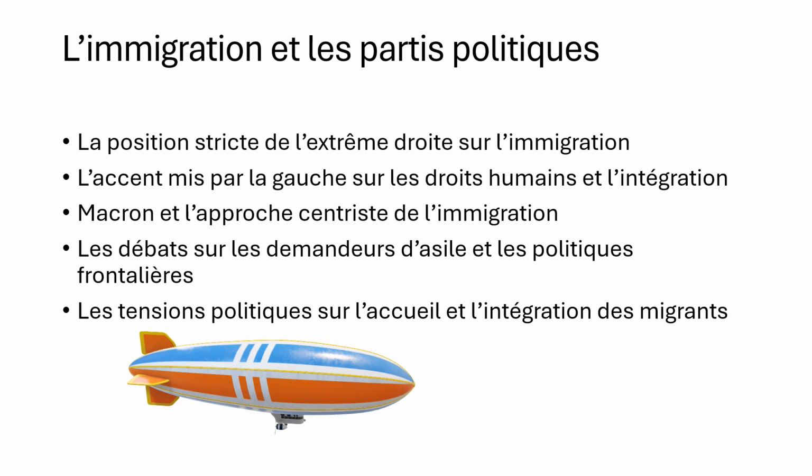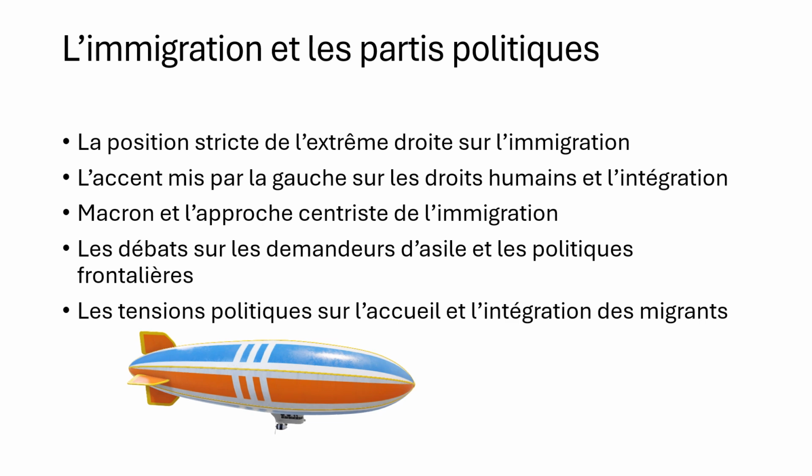L'immigration et les partis politiques. So immigration and political parties in France. The far right has a strict stance on immigration. So parties like the Rassemblement National, or the RN, advocate for stricter immigration laws, including prioritizing French nationals for jobs and social benefits. The RN has also called for referendums on immigration policy and the re-establishment of national border controls, arguing that immigration threatens French identity.